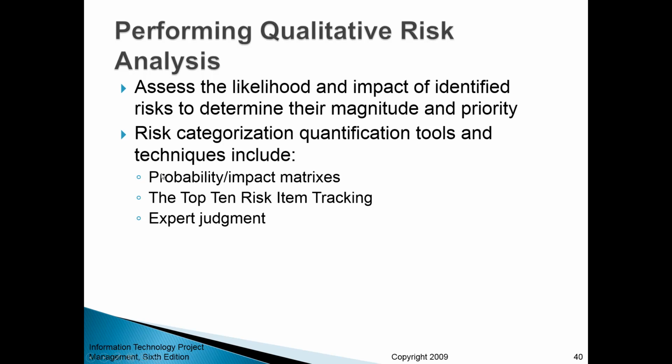Some of the tools or techniques for qualitative risk analysis include probability impact matrices and the top 10 risk item tracking technique. And as a part of all those techniques that we cover, there's another technique that is used in conjunction with everything else, which is expert judgment. Because usually all those matrices and top 10 lists of risks are constructed by experts, meaning people who understand something about the project, its area, and also risk management in general.